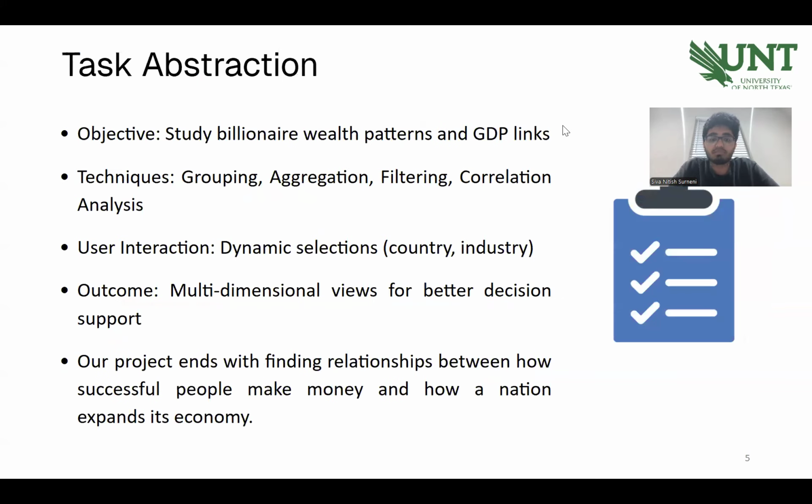For the task abstraction, we divided it into multiple subtasks: grouping data by country, analyzing correlations, filtering by industry and year, and creating interactive visual layers that respond dynamically to user input. Our project ends with finding the relationship between how successful people make money and how a nation expands its economy.